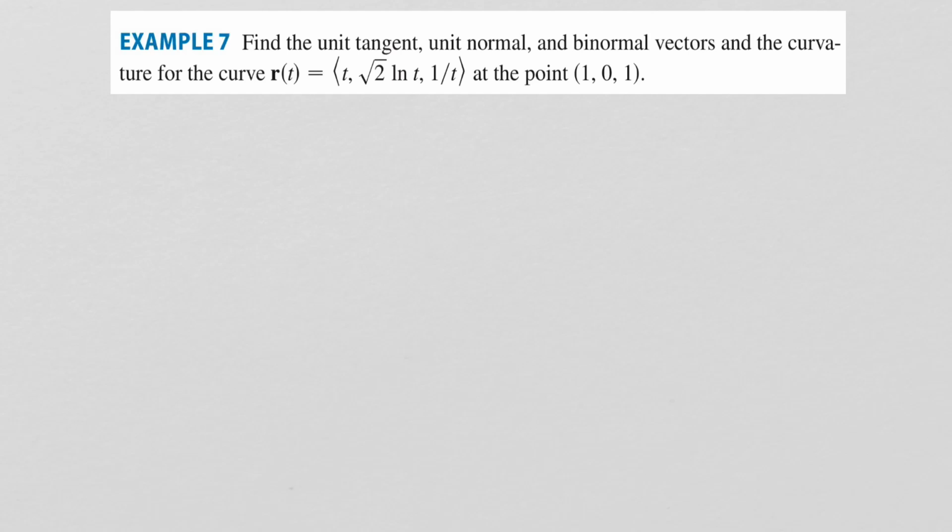So first we'll go ahead and compute r prime. R prime is simply going to be the derivatives of what you see here. So we have 1, we have radical 2 over t, and negative 1 over t squared. We'll go ahead and take the magnitude of this vector. So that's going to be the square root of the squares of each of these quantities.